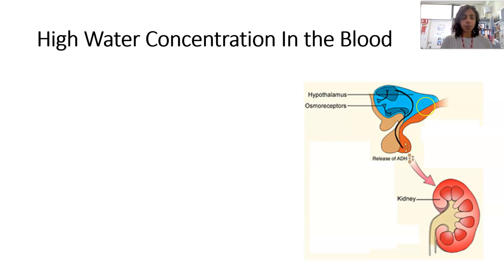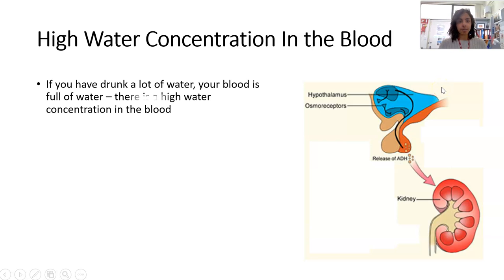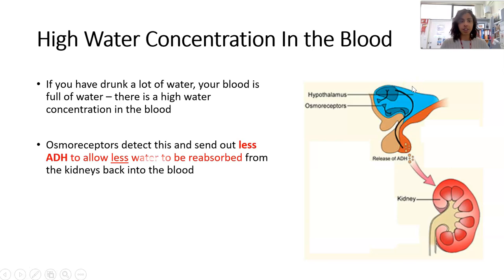The first scenario we're going to be looking at is when the water concentration of your blood is higher than you need it to be. A common scenario would be that you've drunk a lot of water and your blood has a high water concentration. Now, if there's too much water in the blood, you don't want to keep it. Therefore, you send out less antidiuretic hormone from the hypothalamus, released out through the pituitary gland, and these messages will go to the kidney tubules, the little filtering units in the kidneys.